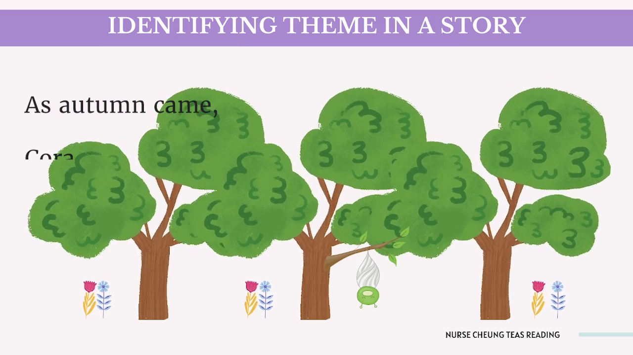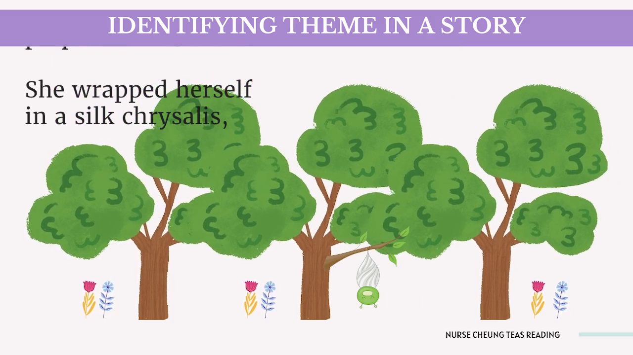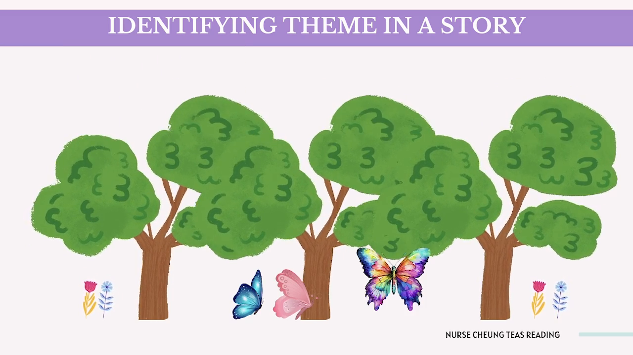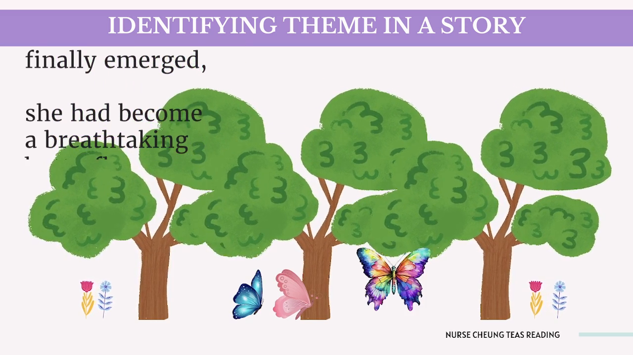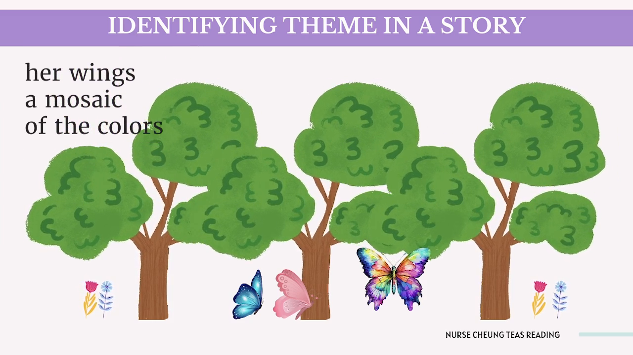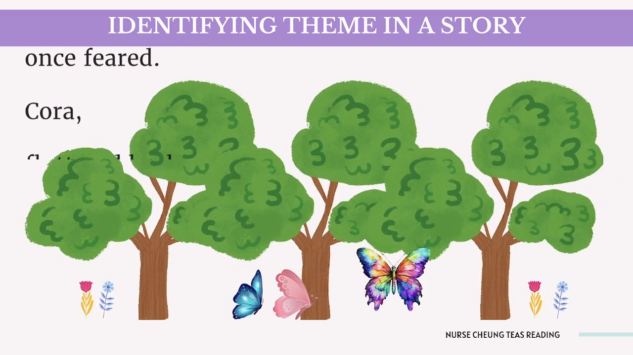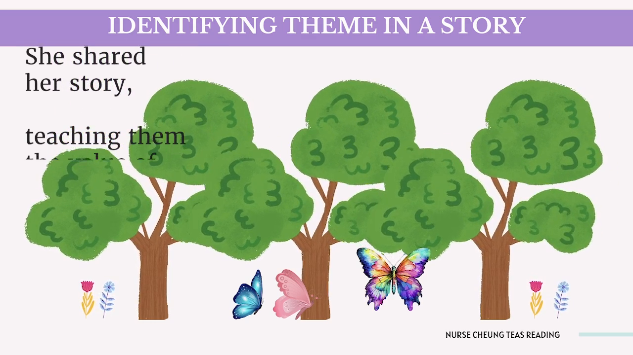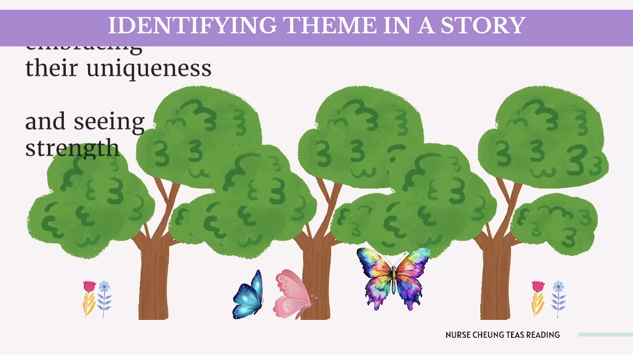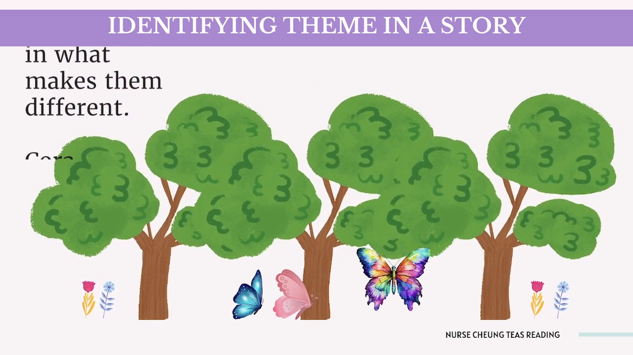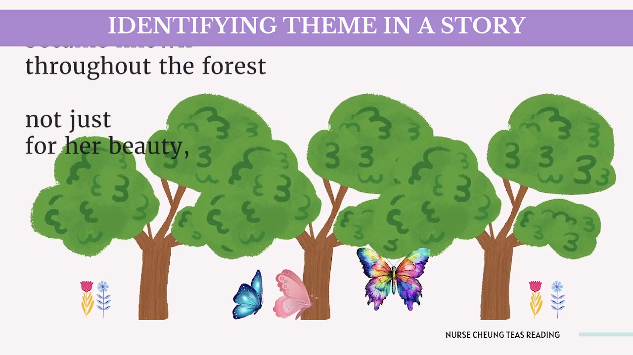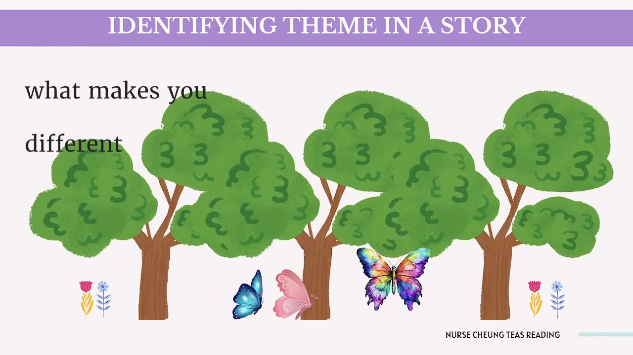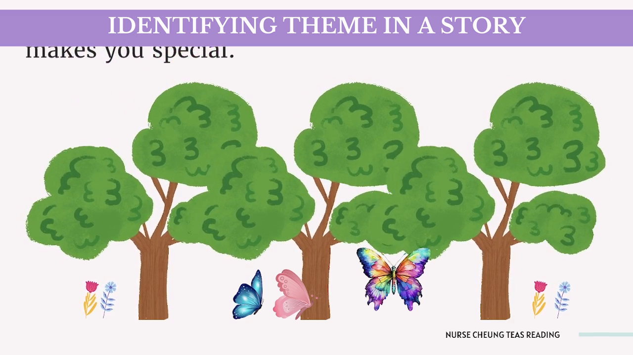As autumn came, Cora prepared to cocoon. She wrapped herself in a silk chrysalis, pondering over her life and her transformation. When she finally emerged, she became a breathtaking butterfly, her wings a mosaic of the colors she had once feared. Cora fluttered back to her friends, who were amazed by her transformation. She shared her story, teaching them the value of embracing her uniqueness and seeing strengths in what makes them different. Cora became known throughout the forest not only for her beauty, but for her wisdom. She reminded everyone that what makes you different makes you special.